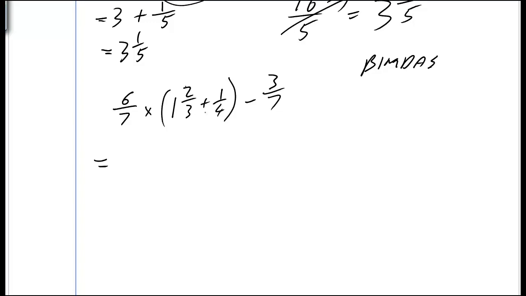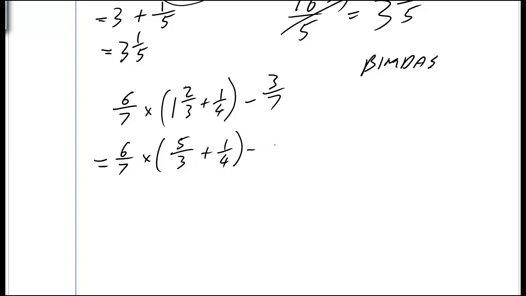Brackets first. There are brackets. So what you do is you write it, leave everything as it is outside the brackets. Now let's do what's inside the brackets. We need to add 1 2/3 to a quarter. Now I'm going to convert this one into an improper fraction. So 1 times 3 is 3 plus 2 is 5, so that's 5 on 3. 1 2/3 is the same as 5 on 3, plus a quarter.